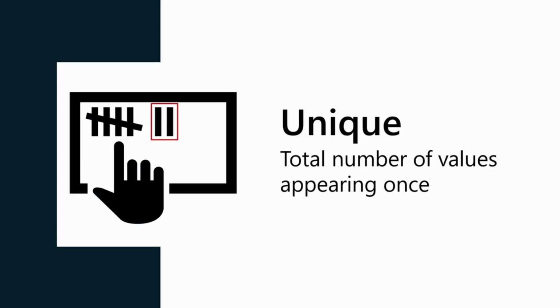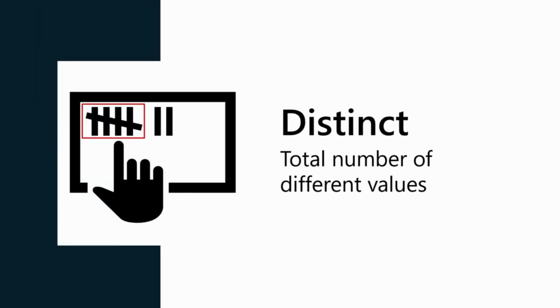Before delving into data profiling tools, let's first consider two important factors in data profiling: unique and distinct. In Power BI, unique is known as total number of values that only appear once. Distinct is known as total number of different values, regardless of how many of each you have. Microsoft Power BI offers the following two profiling tools in the Power Query editor: column quality and column distribution. Let's begin with column quality.